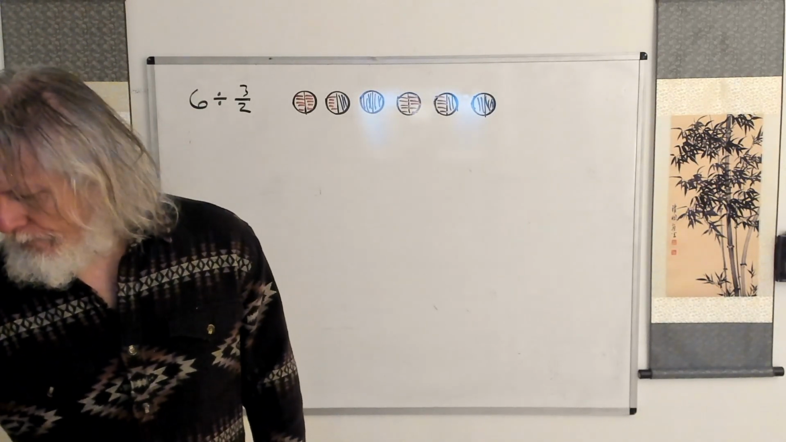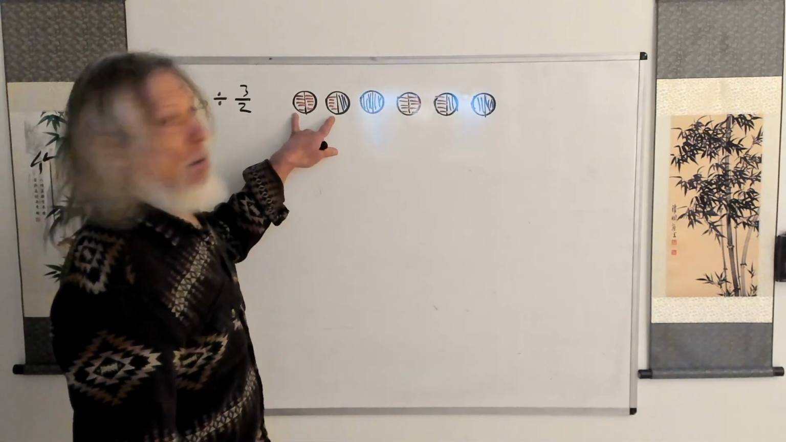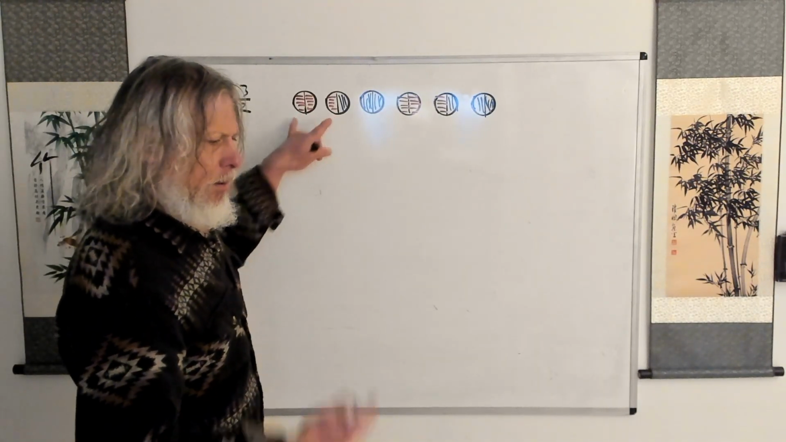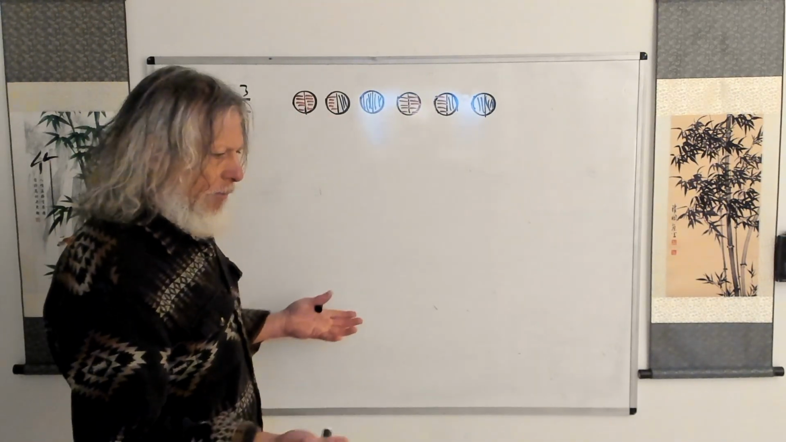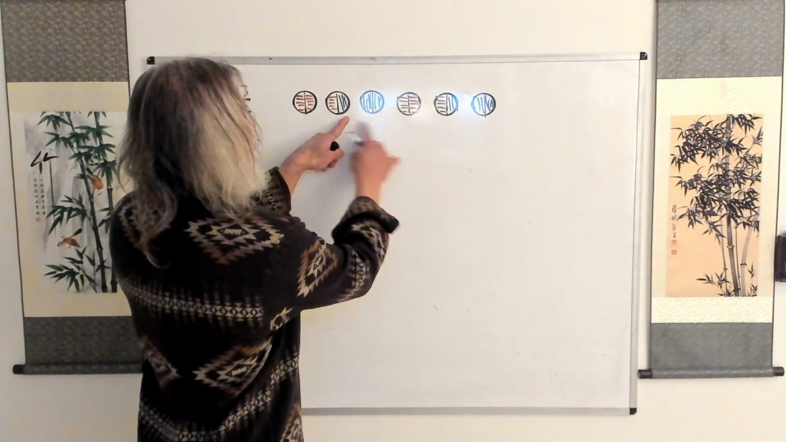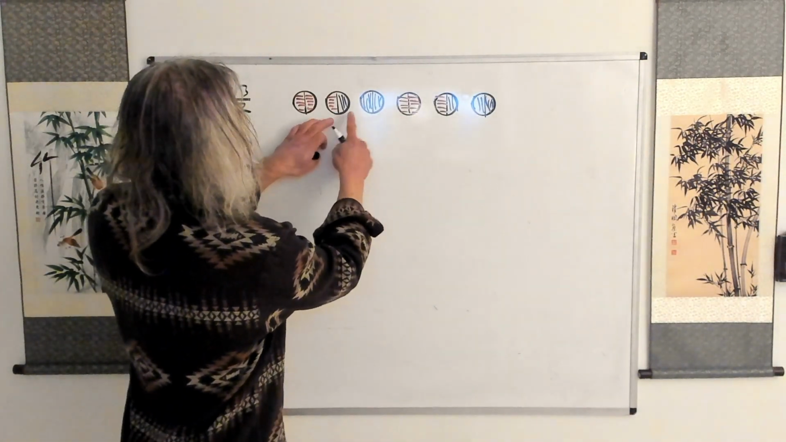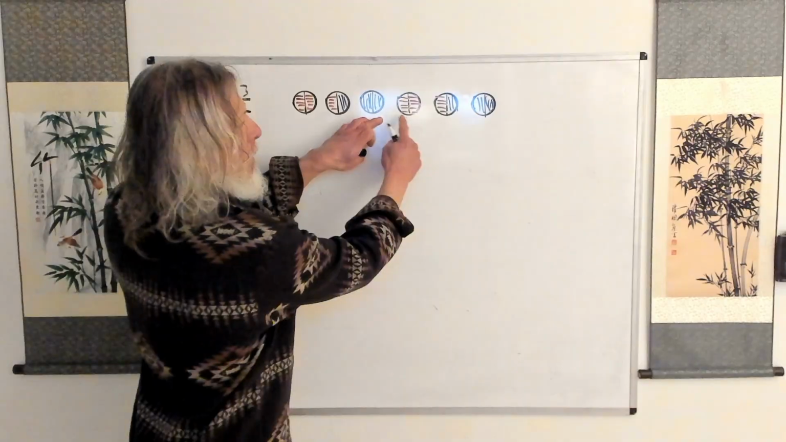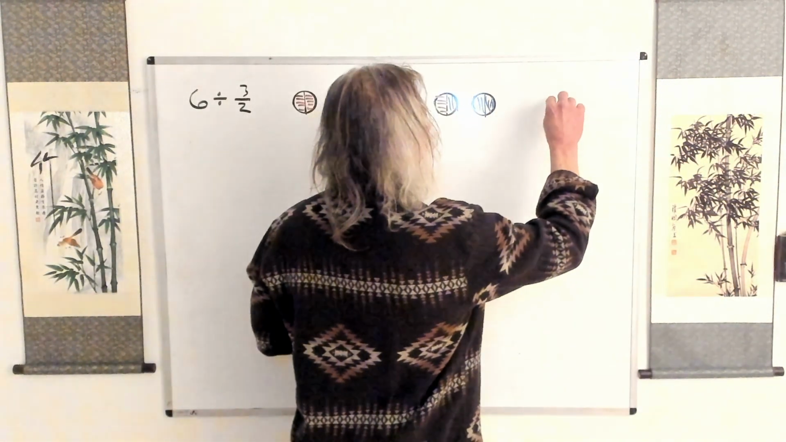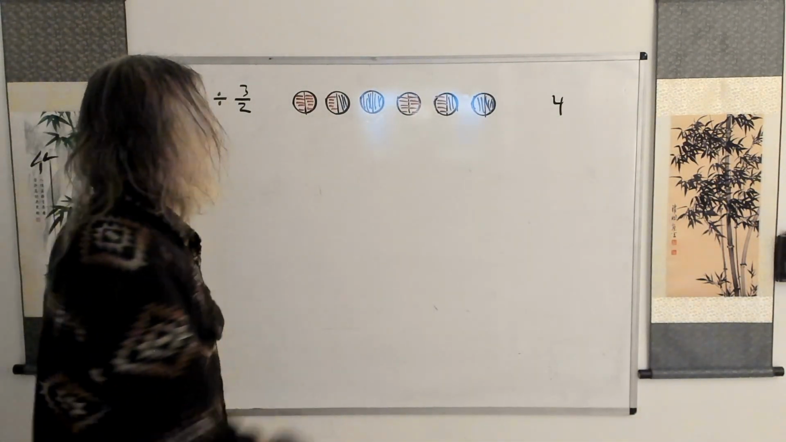And then, so we got how many of these, how many people would get 3 halves of a pizza or whatever? 1, 2, 3, 4. 1, 2, 3, that's 1. 1, 2, 3, that's 2. 1, 2, 3, that's 3. 1, 2, 3, that's 4. So 6 divided by 3 halves is 4.